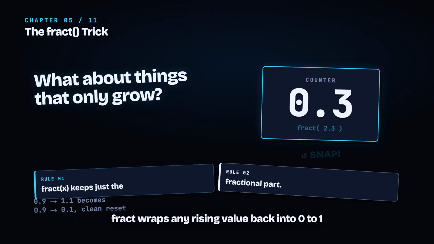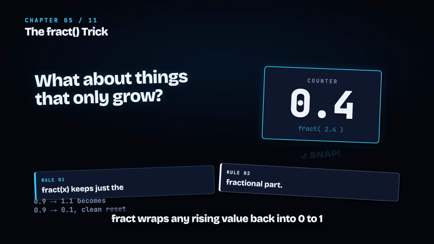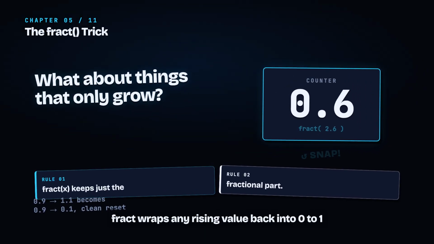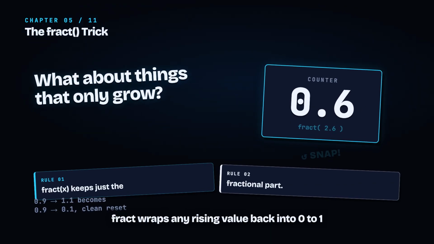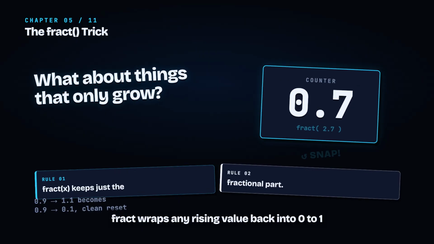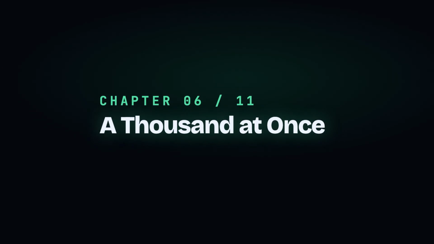This is the secret behind scrolling backgrounds, falling rain, infinite tunnels, anything that streams endlessly. You let it grow, you wrap it in fract, and the growth folds back on itself into a seamless loop. Sine handles back and forth. Fract handles onward forever.